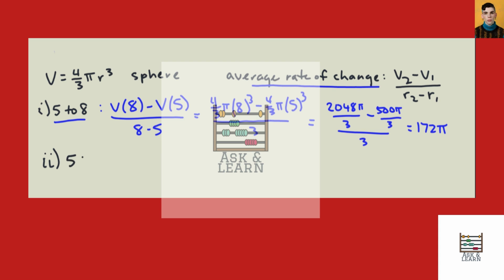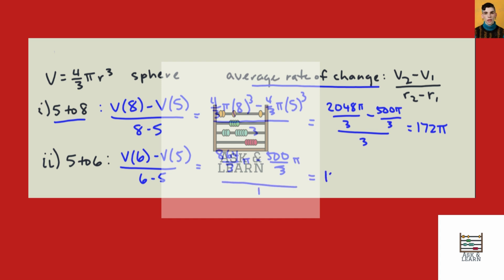Now we're going to go with another interval. This time it's going to be from 5 to 6 micrometers. So same process, the volume at 6 minus the volume at 5 divided by 6 minus 5. So we end up with 864/3 pi minus 500/3 pi, divided by 1. And that gives us 121 1/3 pi as our average rate of change.